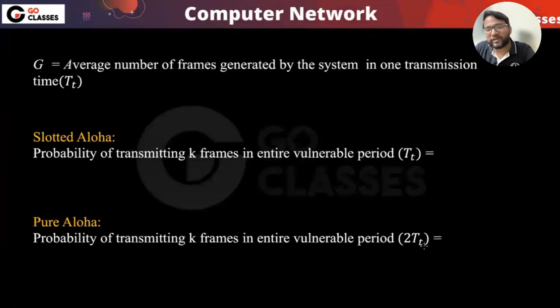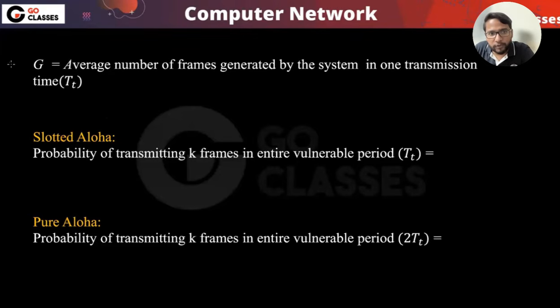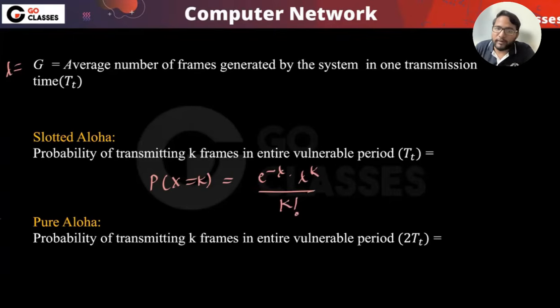In pure Aloha, where there are no slots, the vulnerable time is 2TT. Now this G is defined just for TT, which means it is not that we define G for slotted Aloha separately and for pure Aloha separately. G is defined just for TT, which means lambda is given to you in this TT time. Now, if they ask you the probability of transmitting k frames, then what is this probability? P(X equal to k) is e power minus lambda into lambda power k upon k factorial. Now tell me, what is the value of lambda here? Lambda is G, right? So it is e power minus G into G power k upon k factorial. So this is the probability in slotted Aloha.